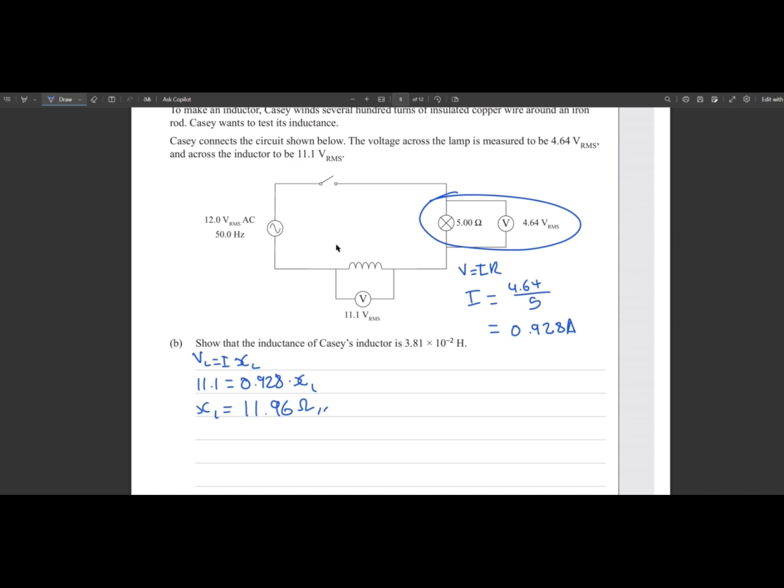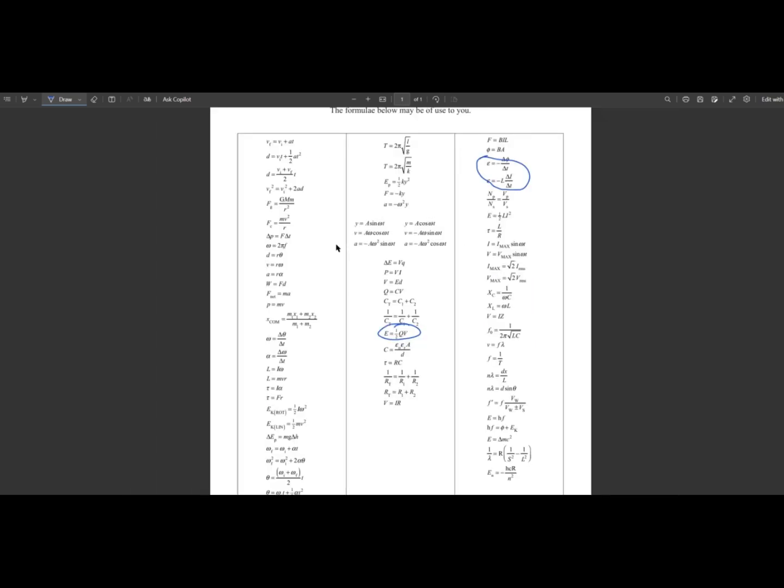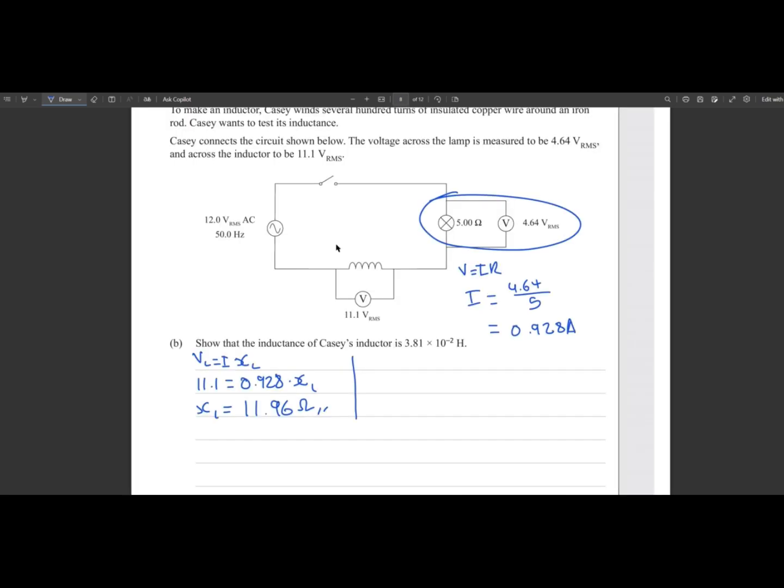Okay, and then what's next? We know XL equals omega L, right? So yes, we have a frequency. XL equals 2 pi F times your inductance. So your L is just going to be your reactance divided by 2 pi F.